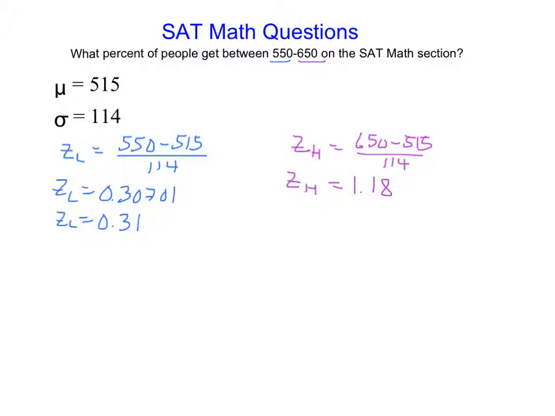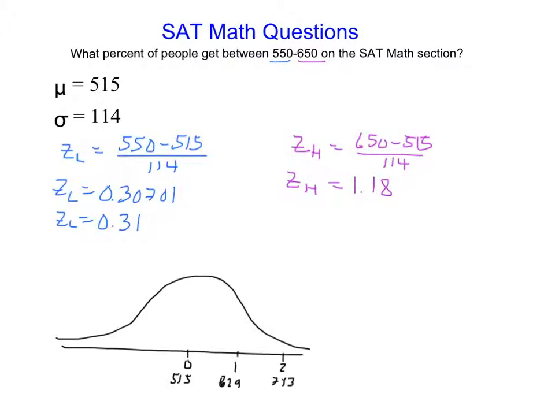And I want to know what percent of people get between these values. So let's sketch a normal distribution to understand what we're looking at. So here's my normal distribution. I'm putting the SAT scores down here, but actually you don't even really need to do that. So I have a z-score of 0.31, so that's going to be right around here. And then I also have a z-score of 1.18, so that's going to be right around here.